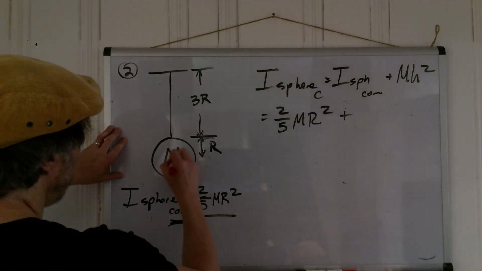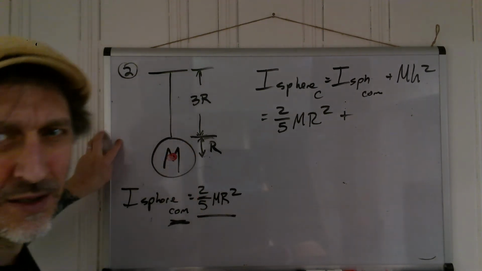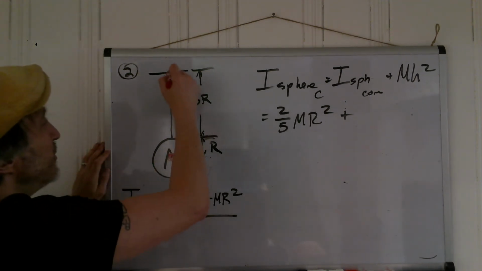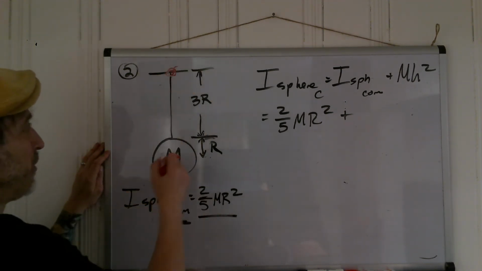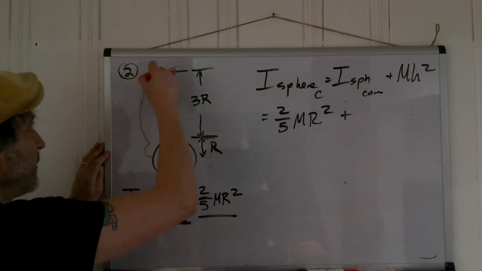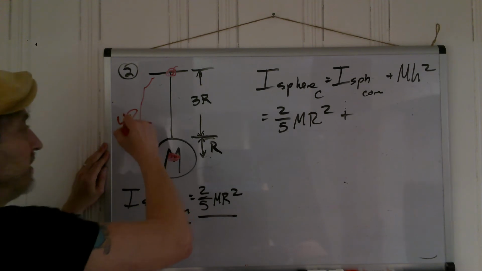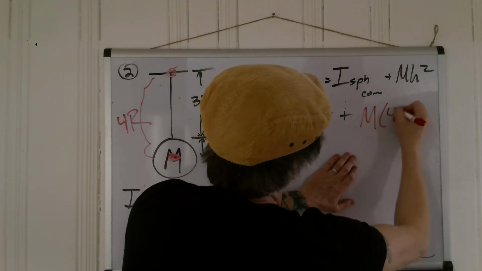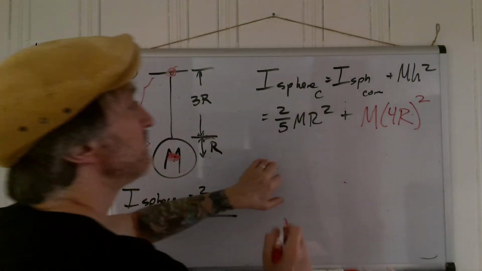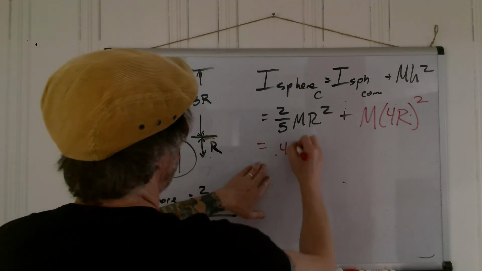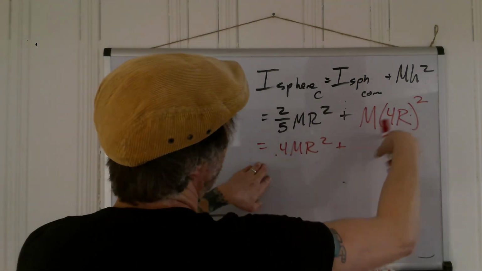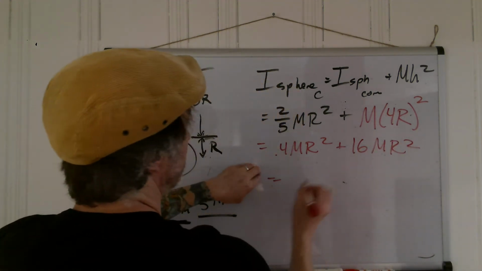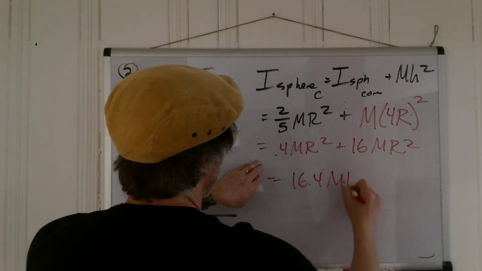So our center of mass is here, right, at the center of the ball. Our center of mass is there, and our new pivot point is here. So the pivot point actually got moved r plus another 3r. So it's 4r. Okay? So m times 4r quantity squared. So 2/5 is 0.4 mr squared plus 4r squared is 16r squared. So 16 mr squared. So add it up and you get 16.4 mr squared.